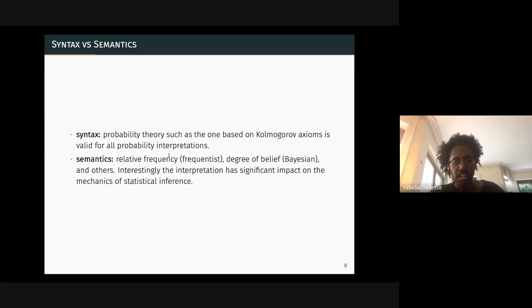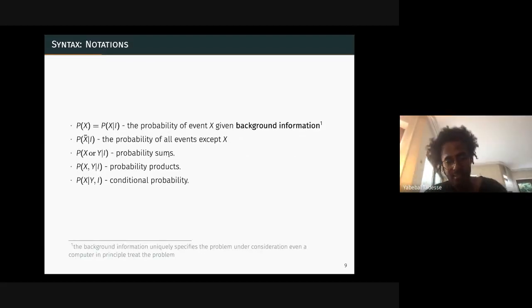In the Bayesian way, you change your belief. Probability is a degree of belief, and you change that degree of belief based on the data that you see, or based on data that you get. Then I will talk about the first one, which is the syntax.